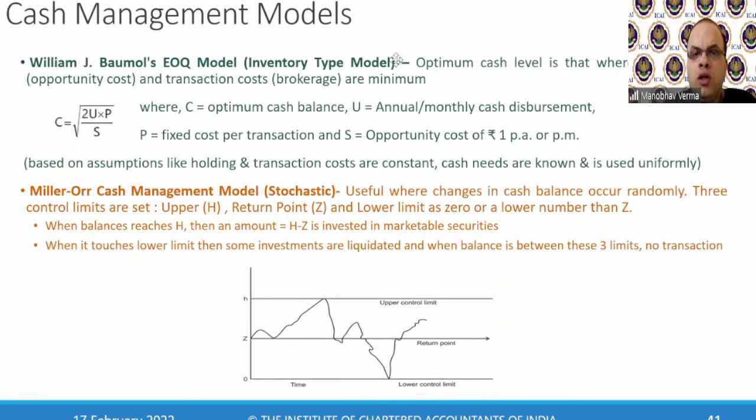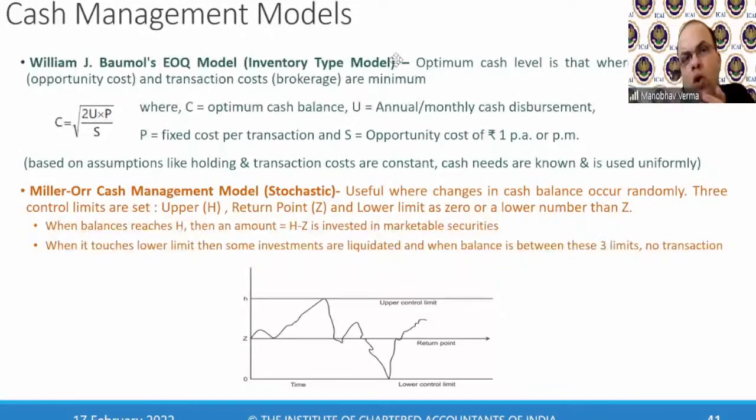One is the Baumol model, which is similar to the inventory management concept, economic order quantity. I guess you all have learned that model in relevant units. This is a case where you need to find an optimum cash level, as we do for an EOQ. Here, in inventory, we had carrying cost and ordering cost, right? Now the carrying cost in terms of cash is what? If I'm keeping the cash, that means I'm not investing it somewhere else, so there is an opportunity cost attached. So carrying cost is nothing but opportunity cost.